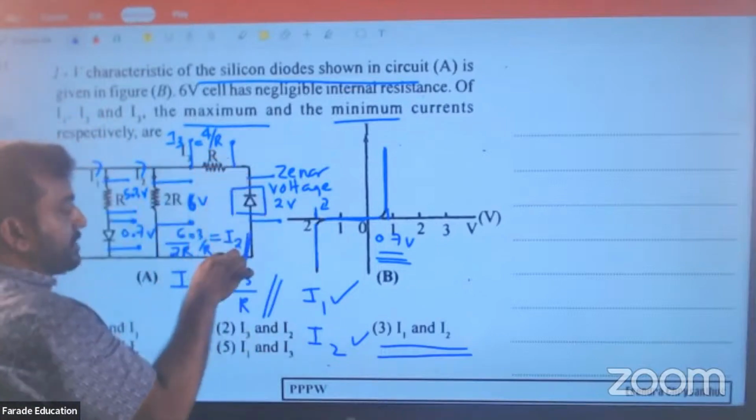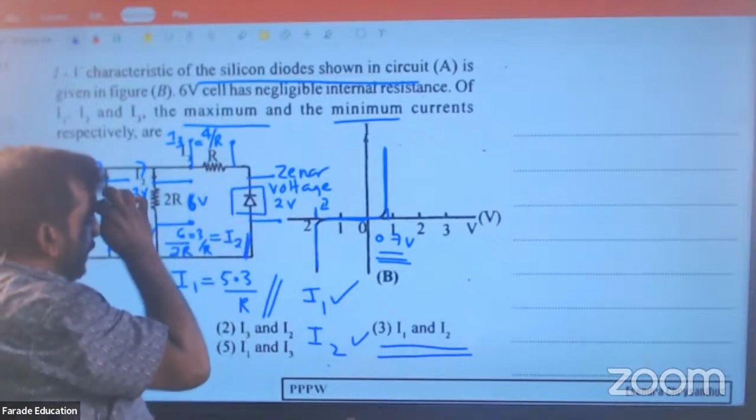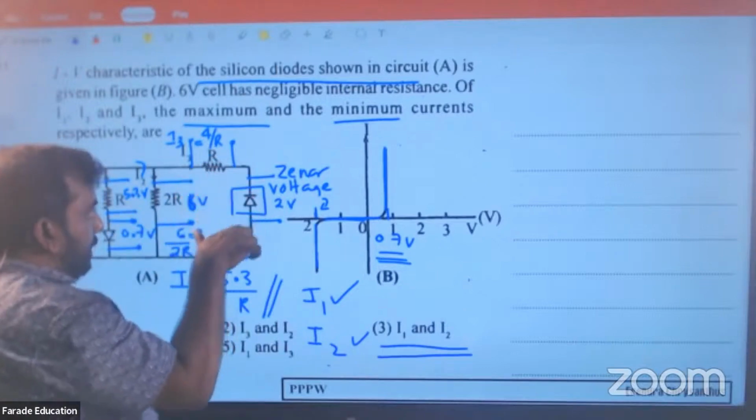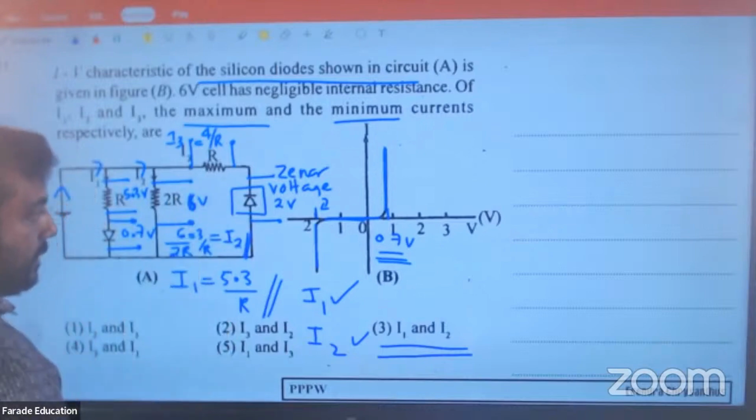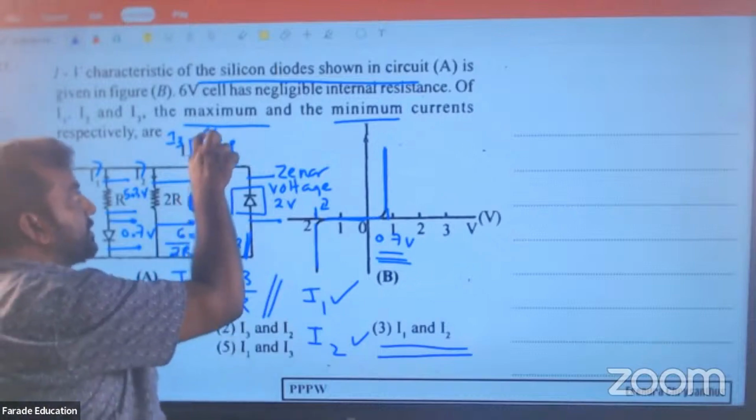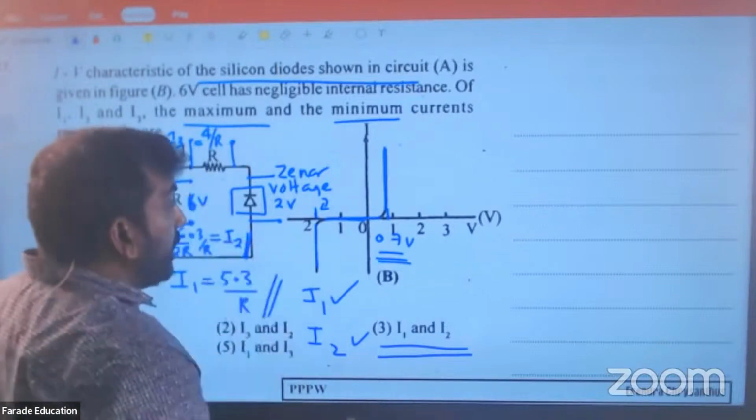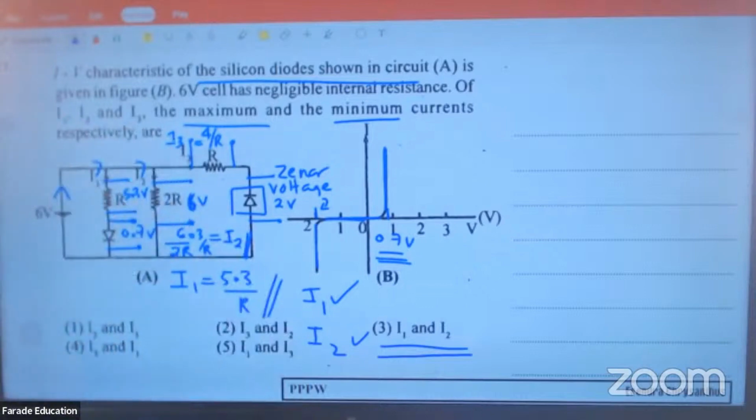Supply voltage across the complete branch is 6 volts. Therefore, voltage across the resistor is 4.